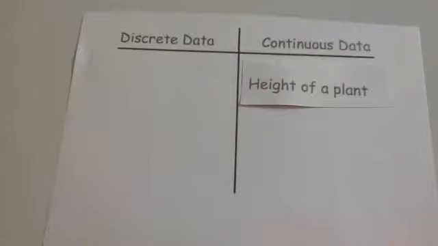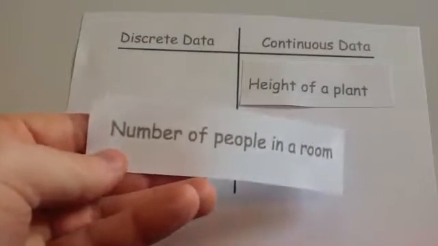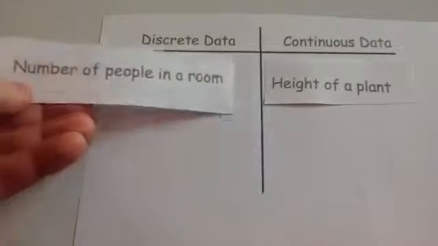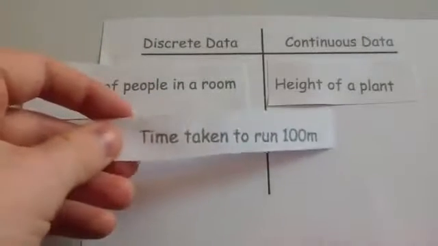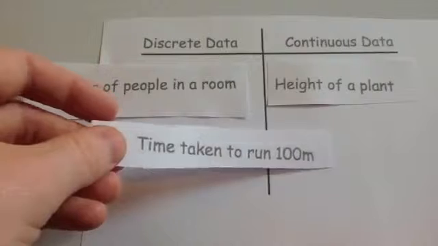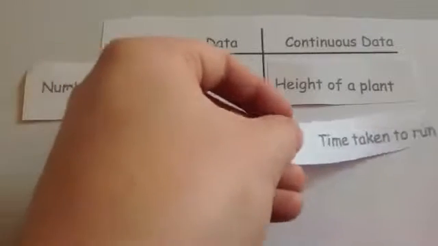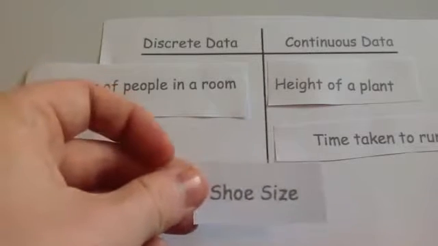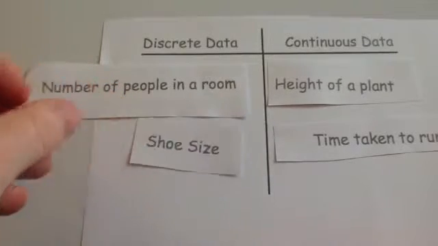Okay, the next one, number of people in a room. Because it's countable, you can only take certain values. It's going to be discrete data. The time taken to run 100 meters, again, that can take any value on the scale of time, so it's going to be continuous. And finally, shoe size. Because shoe size can only take certain values, it's a discrete piece of information, discrete data.